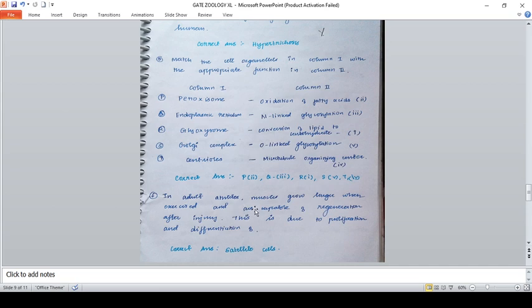In adult athletes, muscles grow larger when exercised and are capable of regeneration after injury. This is due to proliferation and differentiation of. The correct answer is satellite cell. Satellite cell is one of the oldest known stem cell niches, and they are involved in the regrowth of muscle as a result of injury or due to any kind of disease.